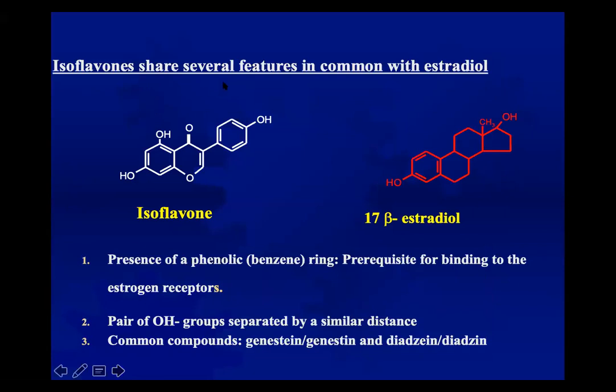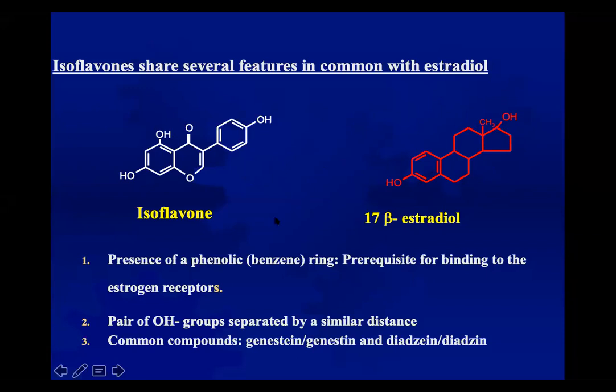Isoflavonoids share several features common with estradiol. Estradiol is a compound that can be synthesized, but naturally 17-beta estradiol is a female sex hormone. Isoflavonoids are natural compounds. 17-beta estradiol is also naturally biosynthesized in humans, and some plants also contain it. But if you see the structure of this one and isoflavonoids, there are some similarities.